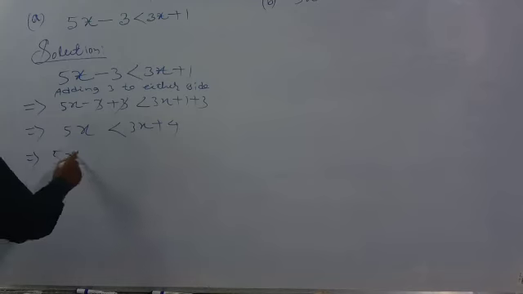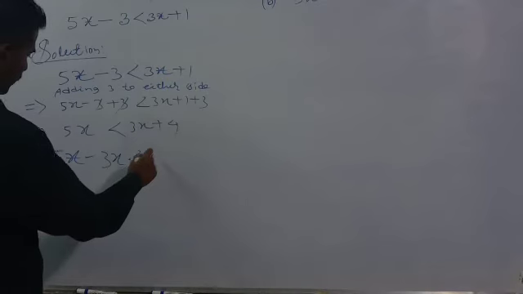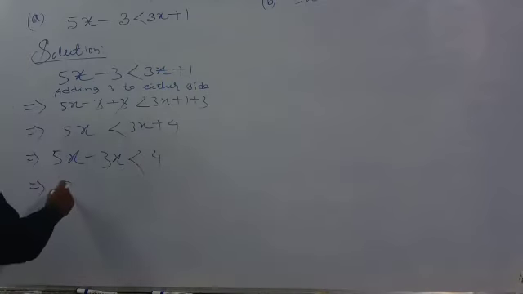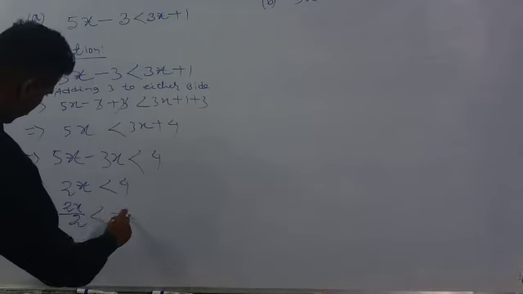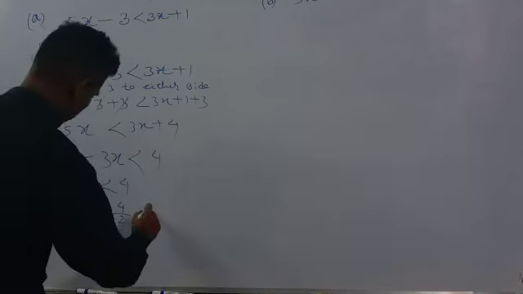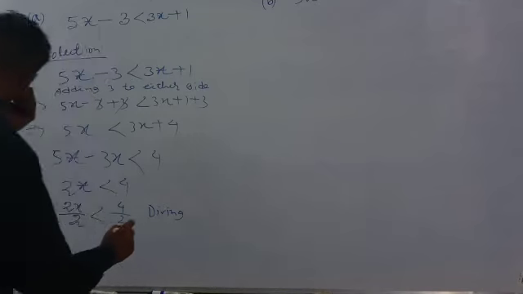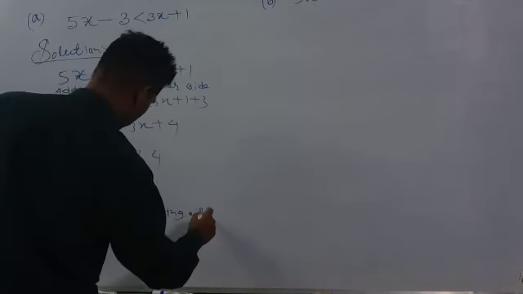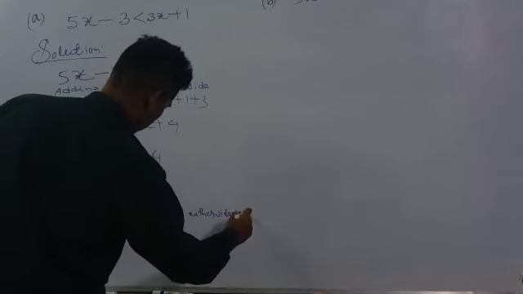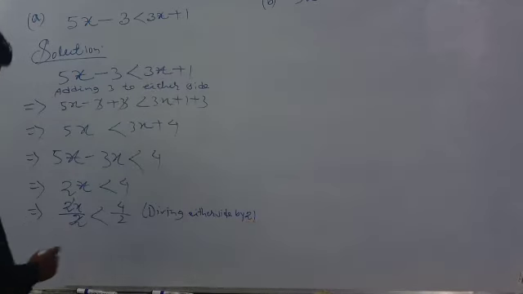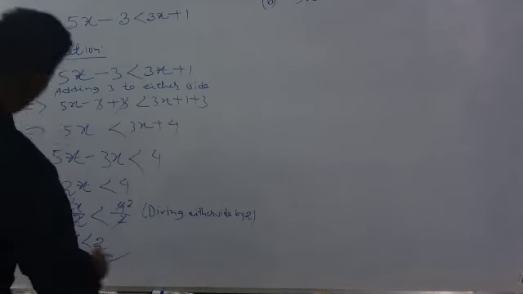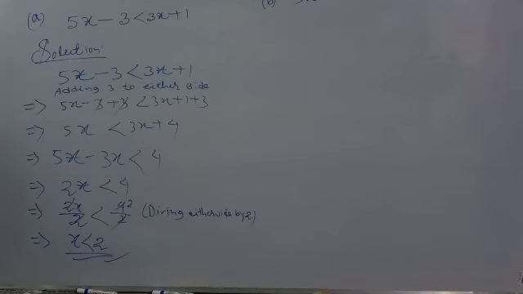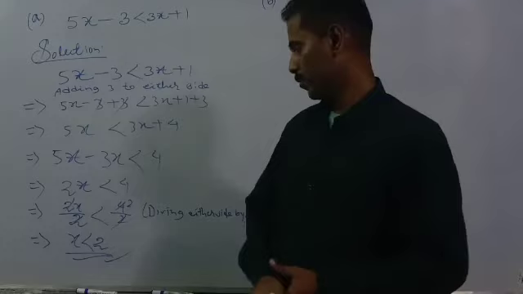In the following step, 5x minus 3x is smaller than 4, or 2x is smaller than 4. Or if we divide either side by 2, 2x divided by 2 smaller than 4 divided by 2. So what we've done here is dividing either side by 2; 2 cancels, 2 times 2 is 4. What you got: x smaller than 2. That is the solution for question number 1, sub question A.